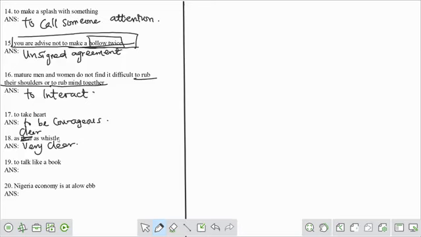Now, to talk like a book. To talk like a book means to talk in an awkward manner. What's the meaning of awkward? If you know the answer, drop it in the comment section. When they say someone talks in an awkward manner, so Ade is just talking like a book. So it means awkward manner. What's the meaning of awkward? Drop it in the comment section. I don't say you go and check your dictionary. What's the meaning of awkward? So awkward means uninteresting.